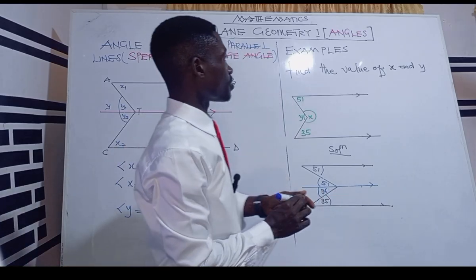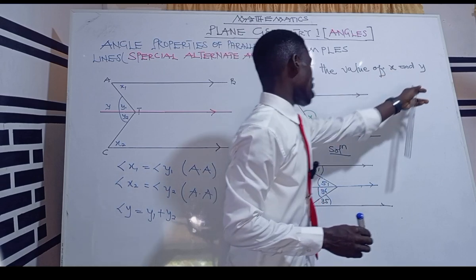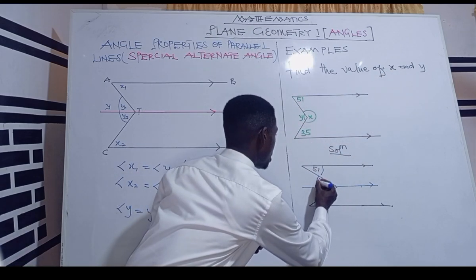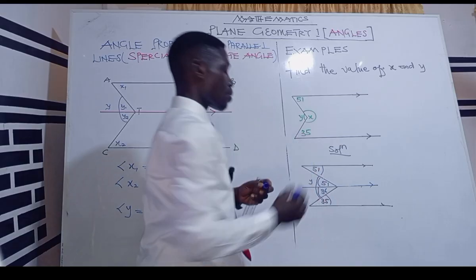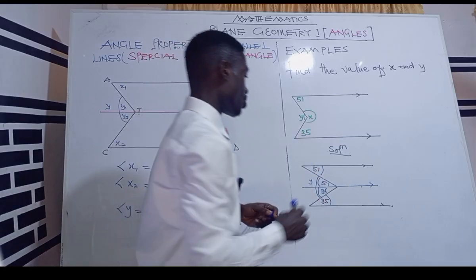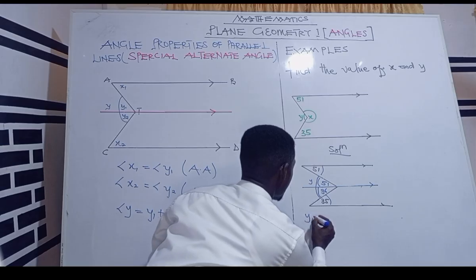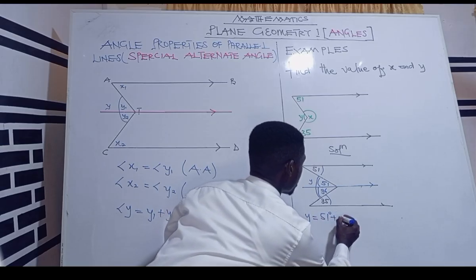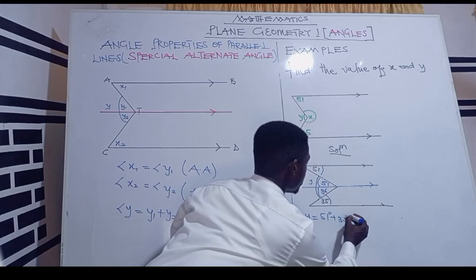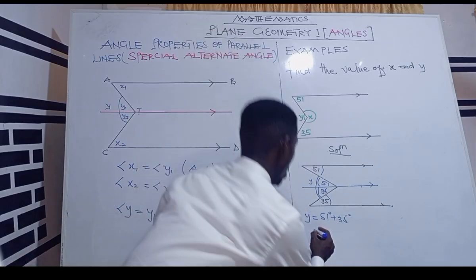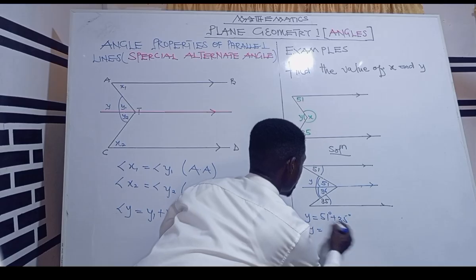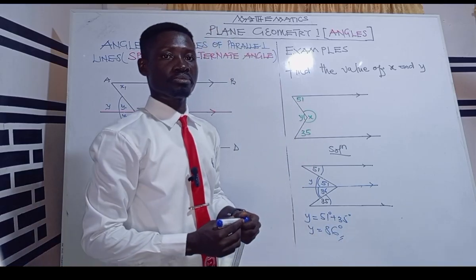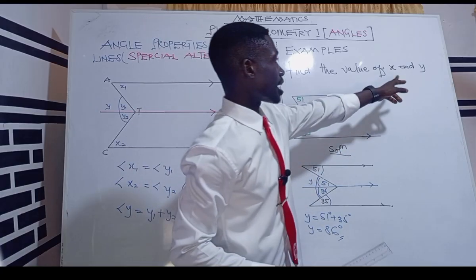Now the question says you have to find the values of x and y. So this is y. The whole of this angle is y. Are you following? So you can say that our y is equal to 51 degrees plus 35 degrees. So our y is equal to 86 degrees. Very, very simple. Now the next one says we have to find x.